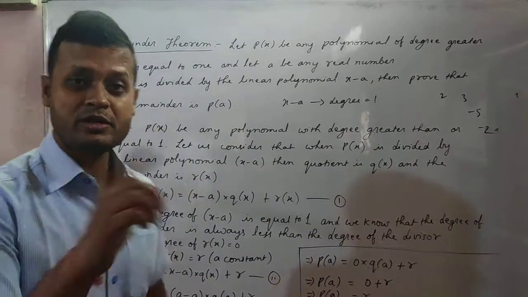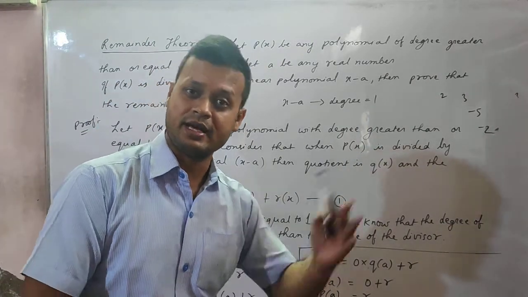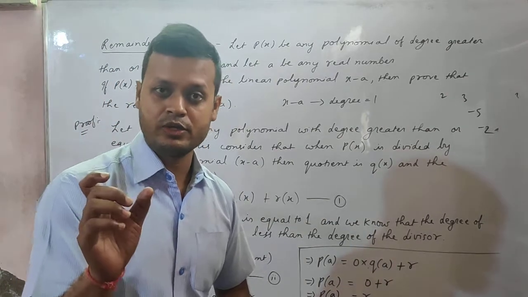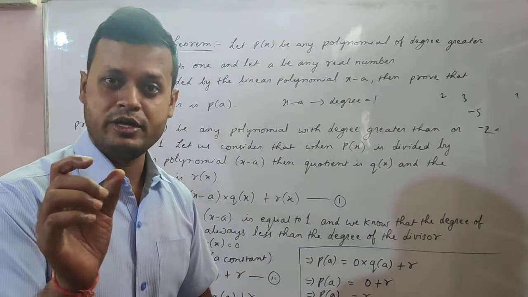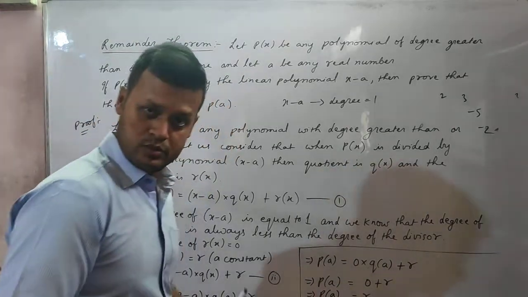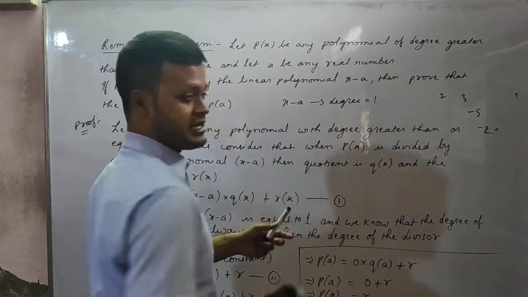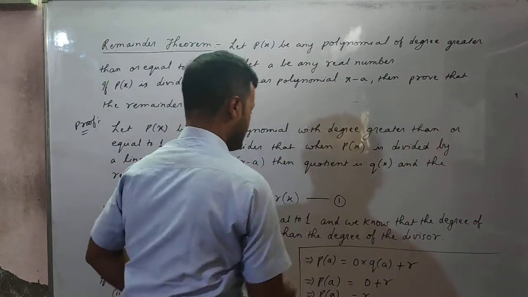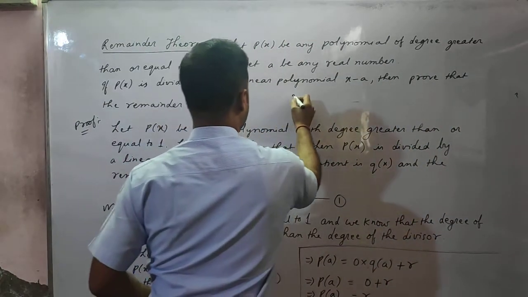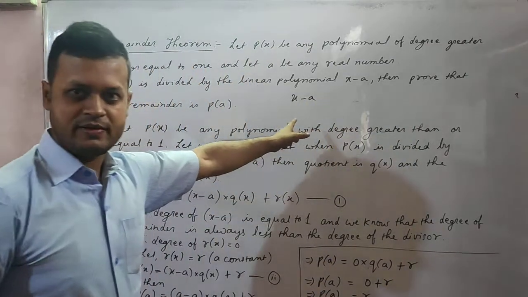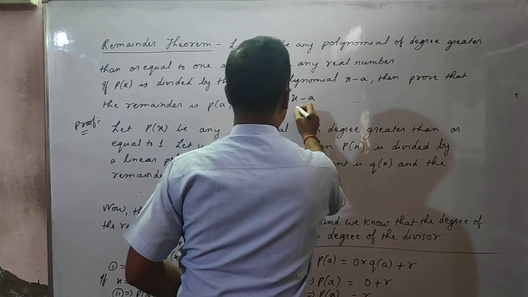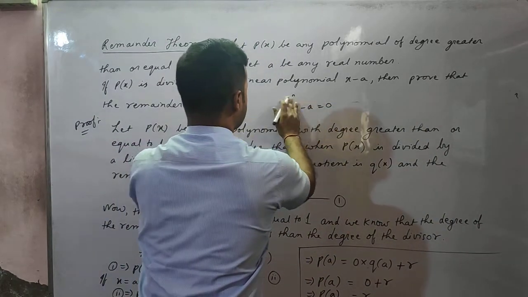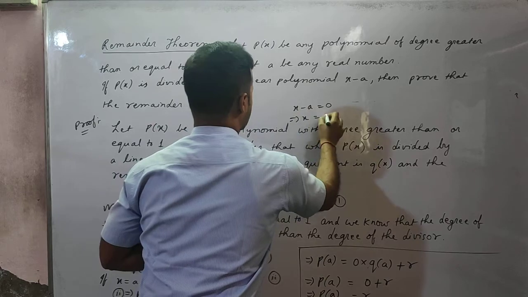Students, if you remember, in the last case when we found the remainder, just go back to the sum and see. When we wanted to find the remainder, what did we do? We took the divisor and found the zero of the divisor. What is the divisor here? With what number are we dividing? x minus a. If you want to find the zero of x minus a, what will we do? You will write it equal to 0. So x is equal to a.